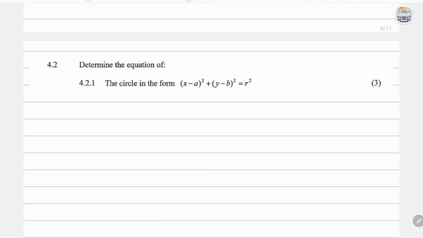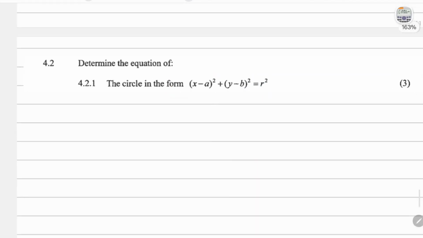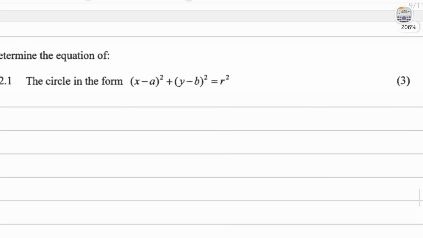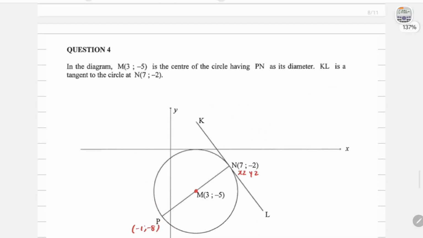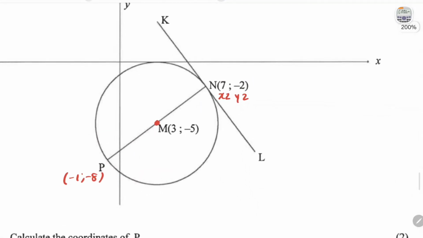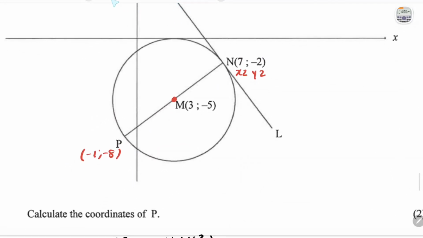The next question, 4.2.1, says, determine the equation of the circle in this form, in the form of the equation of a circle. So to find the equation of a circle, all we need is the center of the circle and one other point, which we clearly have in that circle there. We've got 2 points to choose from. Choose the easier point. So I'm just going to go ahead and use the midpoint, the middle, the center, and I'll use M.